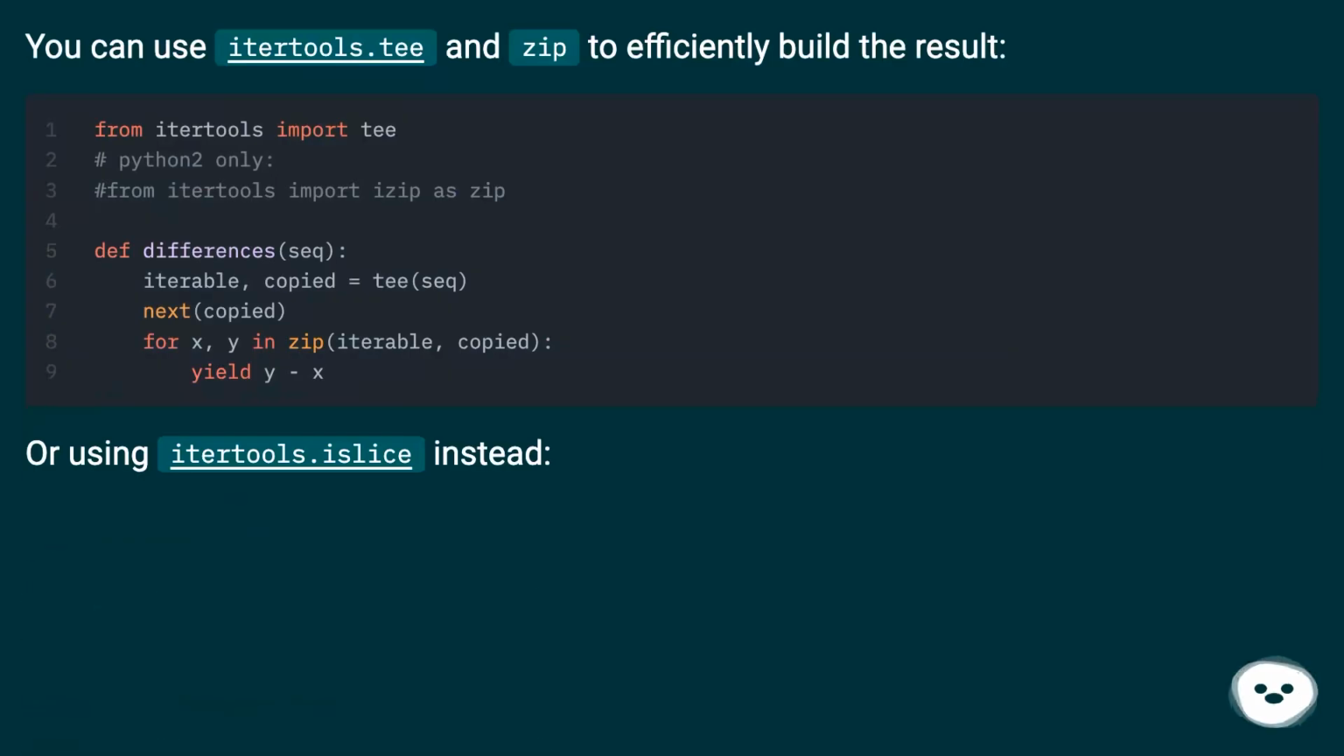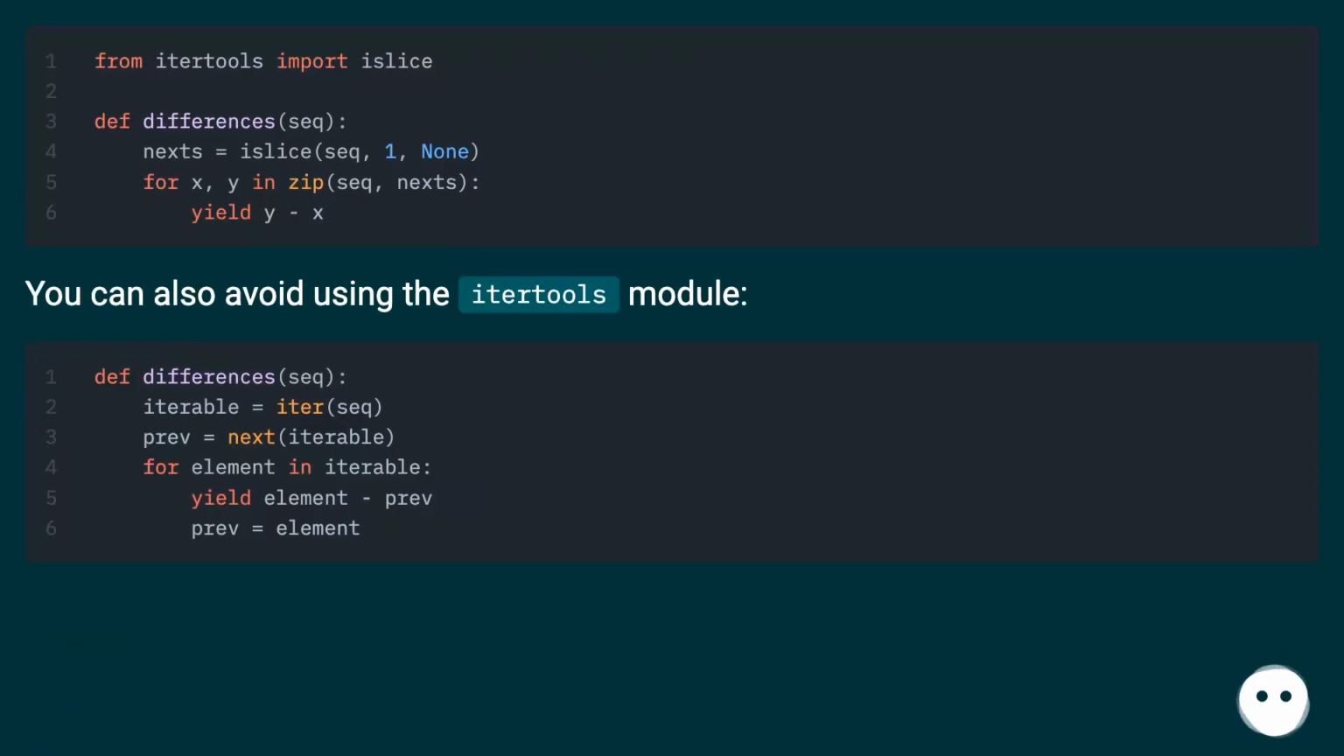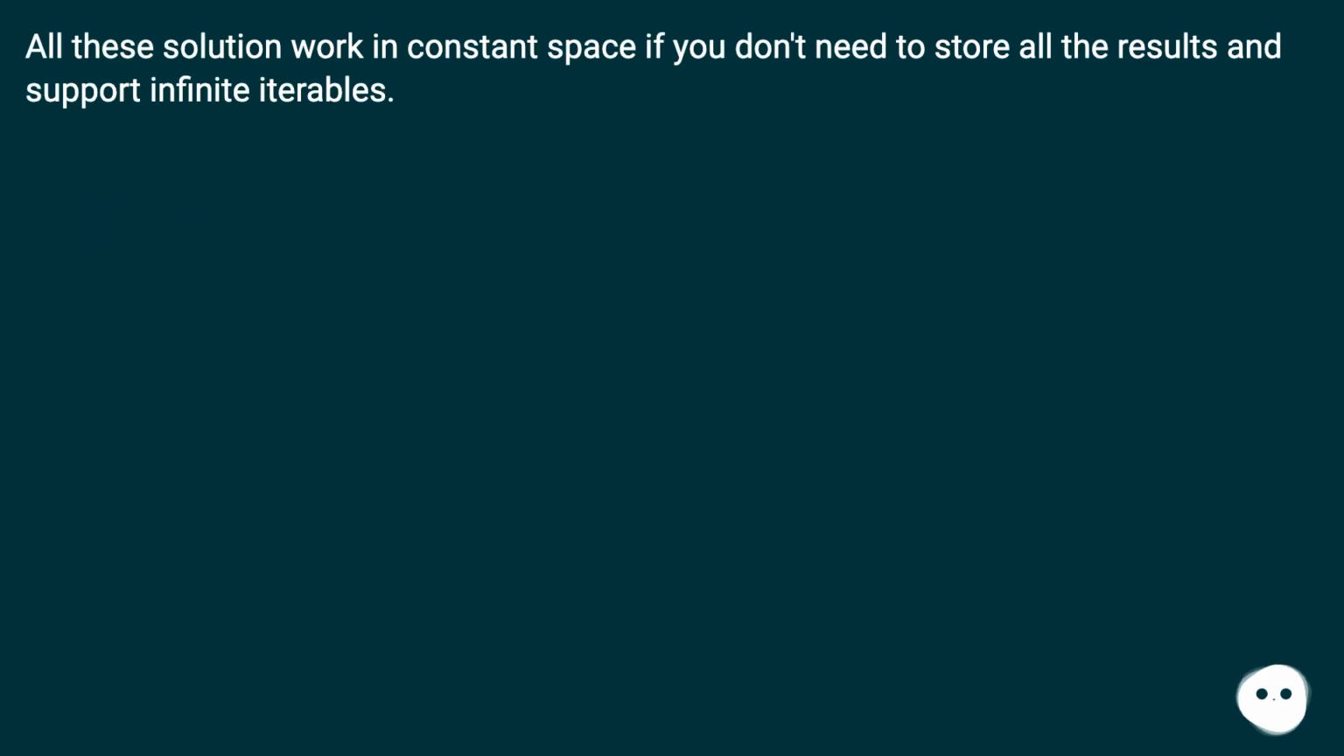You can use itertools.tee and zip to efficiently build the result. Or using itertools.islice instead. You can also avoid using the itertools module. All these solutions work in constant space if you don't need to store all the results and support infinite iterables.